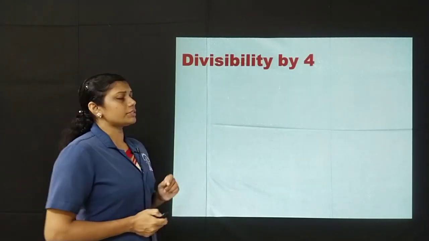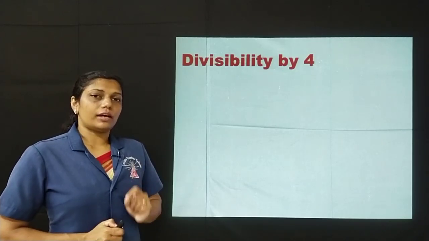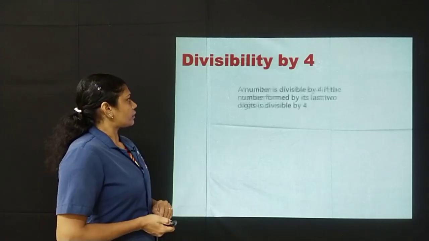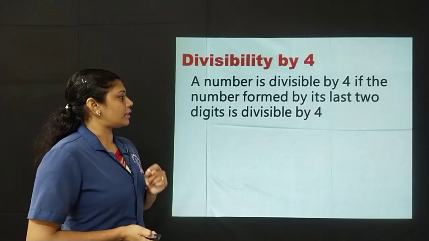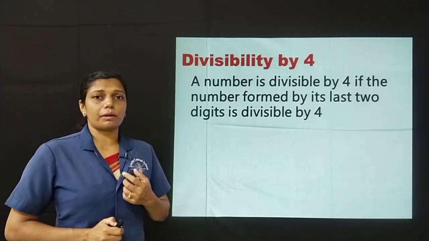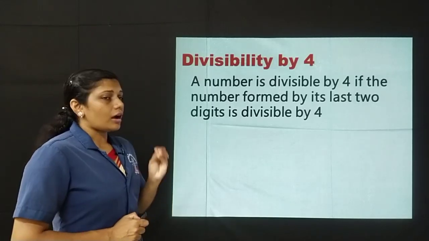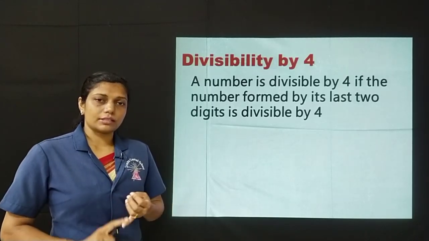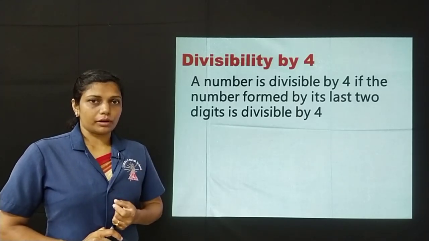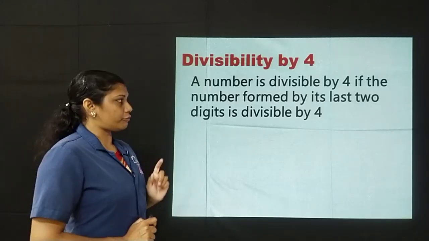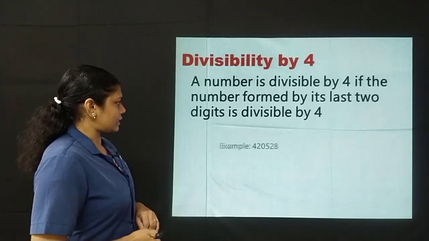Next one, divisibility by 4. How to check whether numbers are divisible by 4? A number is divisible by 4 if the number formed by its last 2 digits is divisible by 4. What does it mean? The last 2 digits, that is the tens place and the units place, together form 2 digits of the number. If that number is divisible by 4, then the whole number has to be divisible by 4.